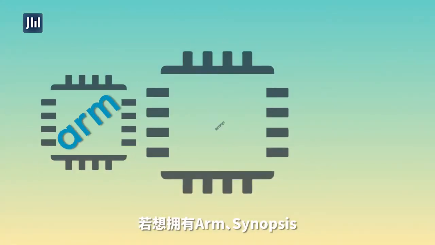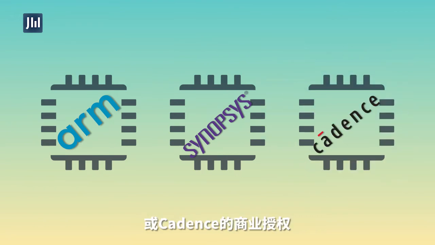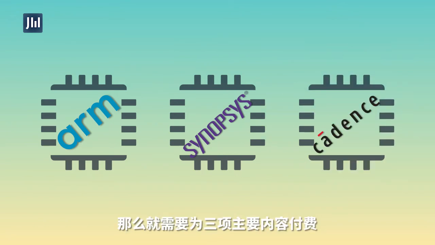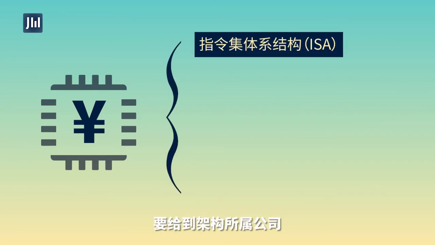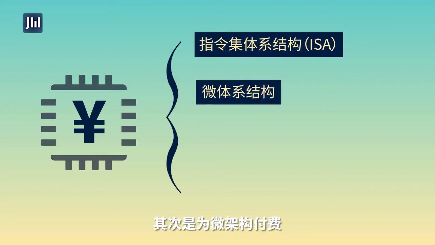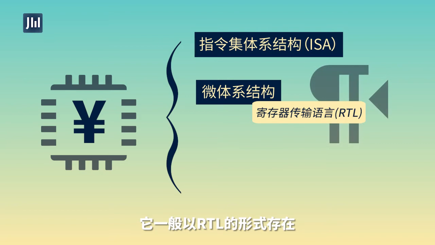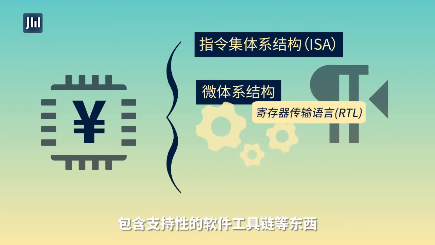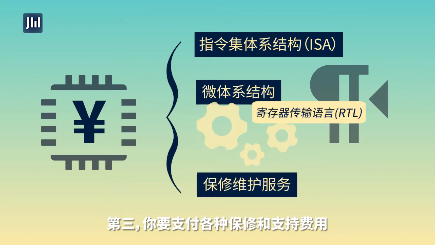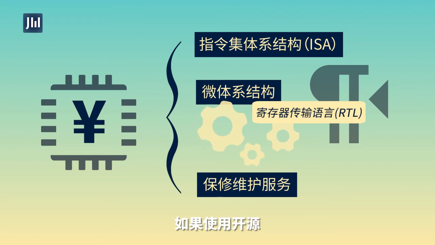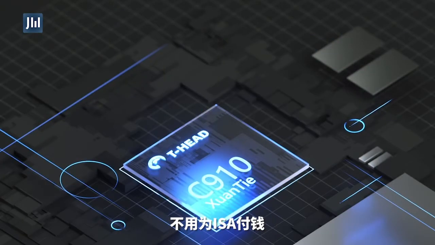So if we compare open source versus commercial licensing, there are a number of important differences. If you have a commercial license from, say, ARM or Synopsys or Cadence, for example, you're paying for three main things. One is the use of the ISA, which belongs to those companies. Secondly, you are paying for the microarchitecture, which is delivered as RTL, with supporting things like a software toolchain. And thirdly, you're paying for various warranties and support. With open source, you don't have to pay anything. You don't pay anything for the ISA.